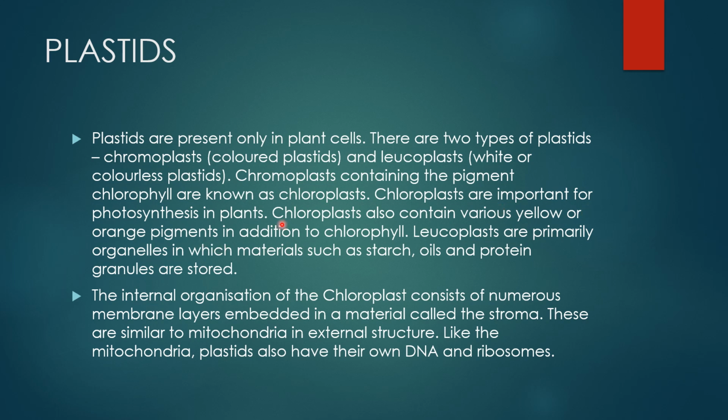Chloroplasts are important for photosynthesis in plants, and they also contain various yellow and orange pigments in addition to chlorophyll. Leucoplasts are organelles in which materials like starch, oils, and protein granules are stored. Now, internal organization of chloroplast: it contains numerous membrane layers embedded in a material called stroma, right? These are similar to mitochondria in external structure, okay? Like mitochondria, plastids also have their own DNA and ribosomes. Again, this is a very important point, right?